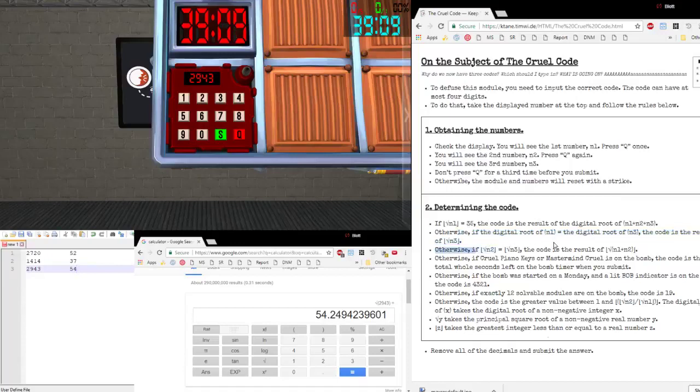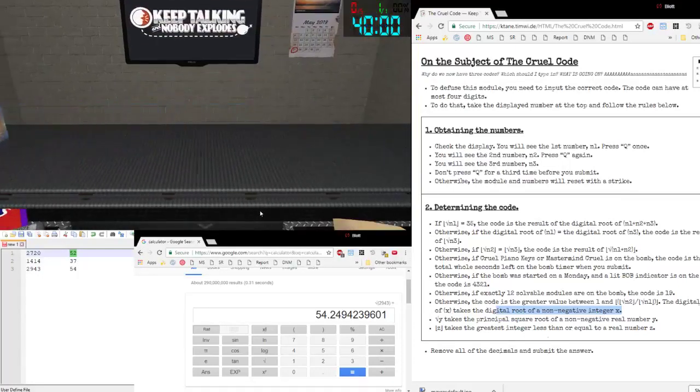Otherwise, if square root of 2 equals square root of 3, no. 37 is not equal to 54. Otherwise, cruel something, no. Otherwise, starting on a Monday, no. Otherwise, 12 solvables, no. Otherwise, the greater of 1 and 37 over 52. 37 over 52 is going to be 0 point something. Less than 1. So my answer is going to be 1. You may notice a trend here.